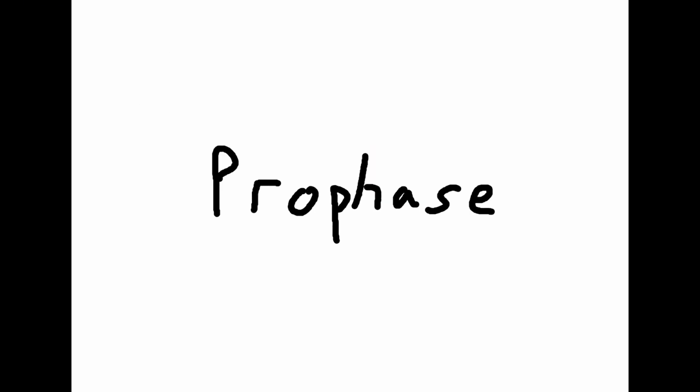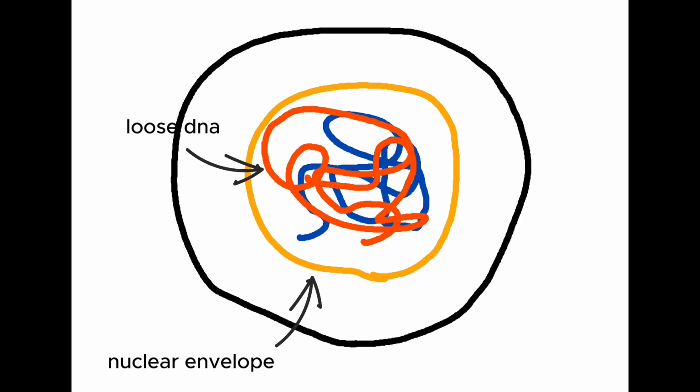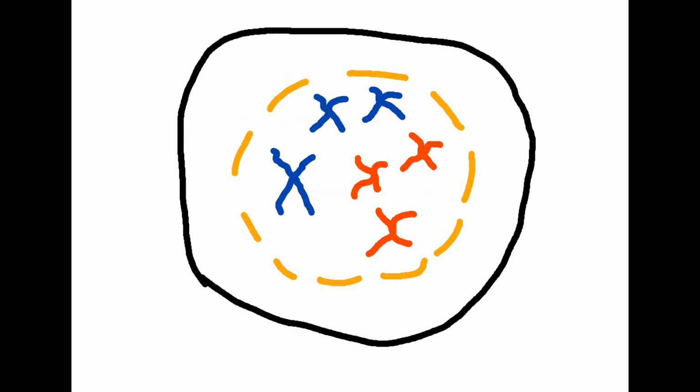Mitosis starts with the prophase. Here, the chromatin, or loose DNA, condenses into visible chromosomes. Each chromosome consists of 2 sister chromatids joined at a centromere, and the nuclear envelope starts to dissolve, allowing the chromosomes to move freely in the cytoplasm.